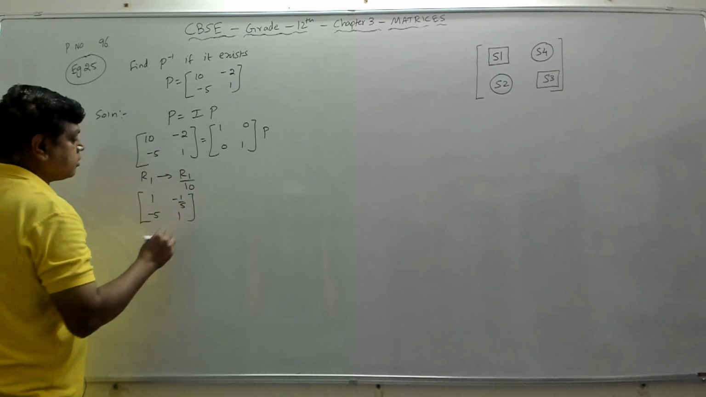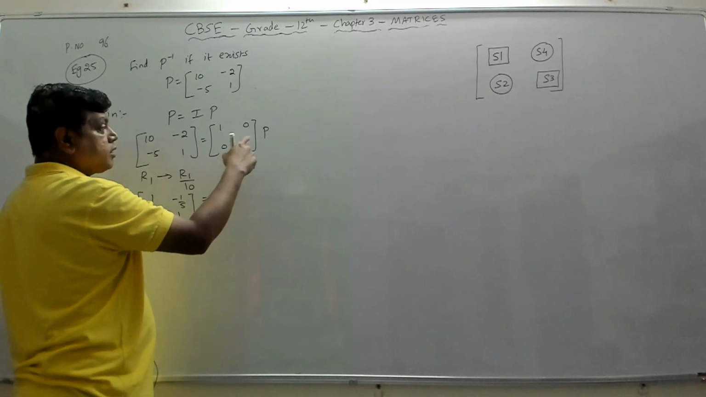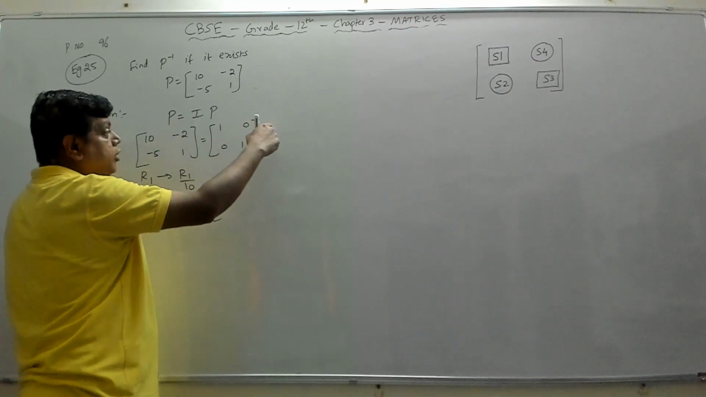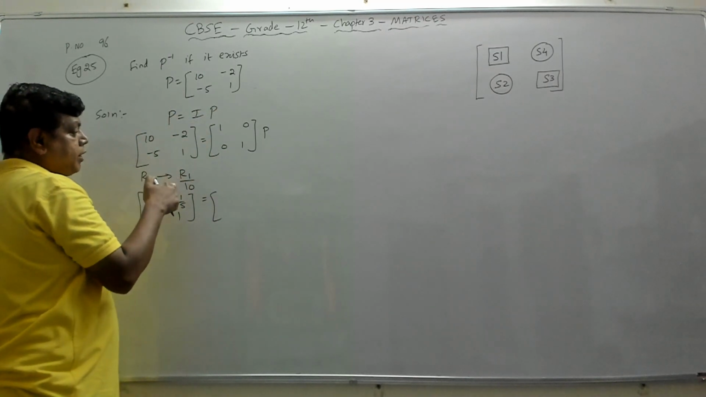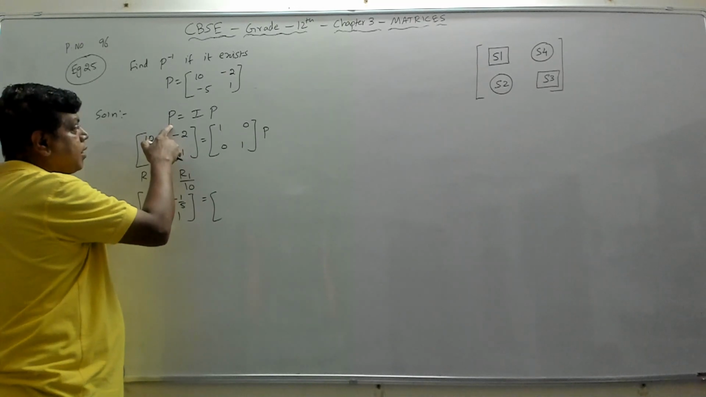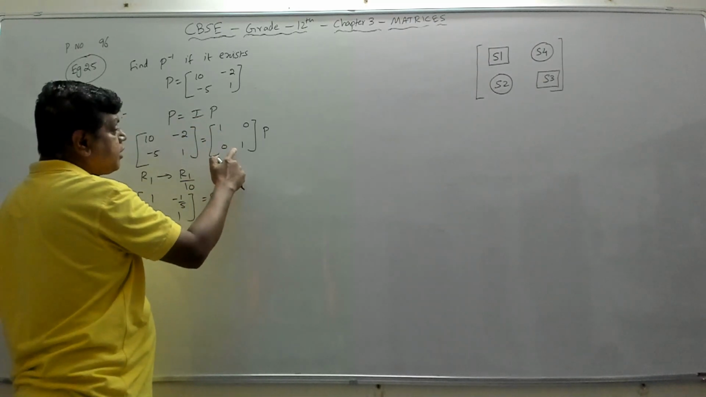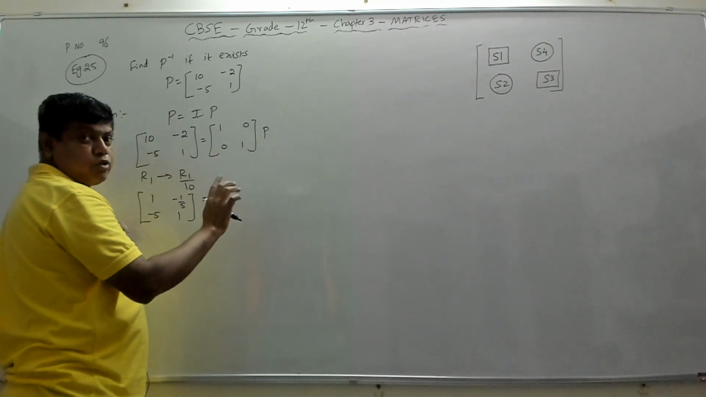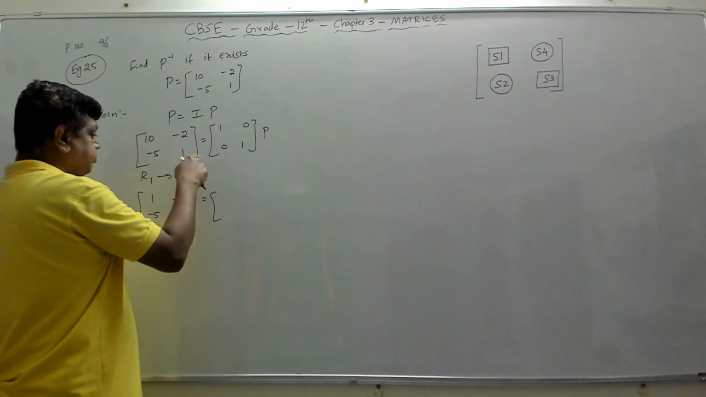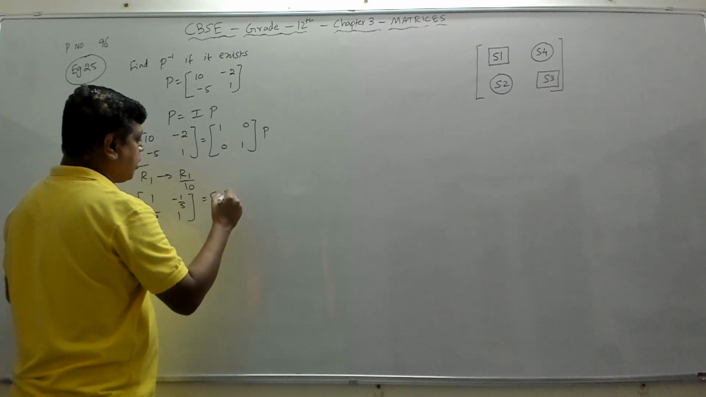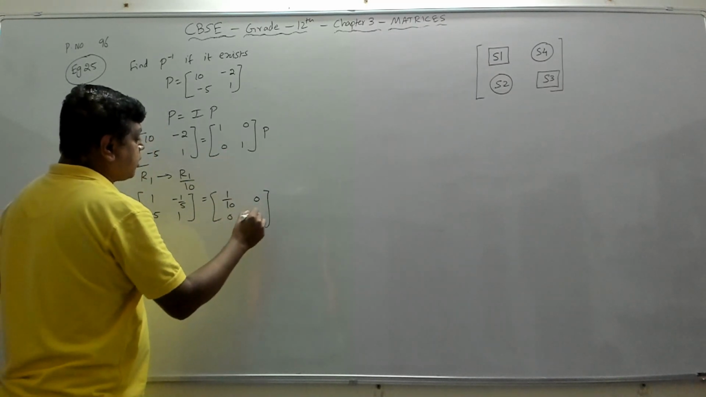Second row, no change. Then equal to, here also we should apply the same operation, but only to this matrix, and nothing should be applied to this matrix. So this will continue to be P. In a matrix equation, if you apply a row operation, it should be applied to this matrix, and on the right side, if you have 2 matrices, the row operation should be applied only to the first matrix, which is the identity matrix. The second matrix is intact. So R1 by 10 gives 1 by 10, then 0 by 10 is 0, and row 2 has no change, 0 and 1.